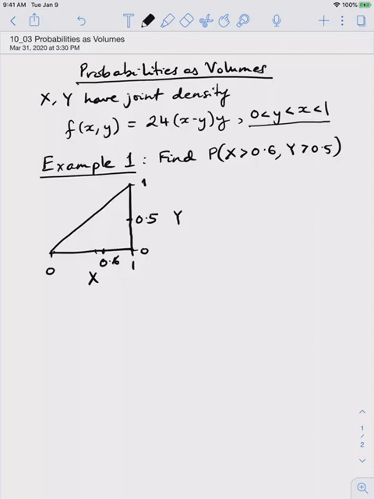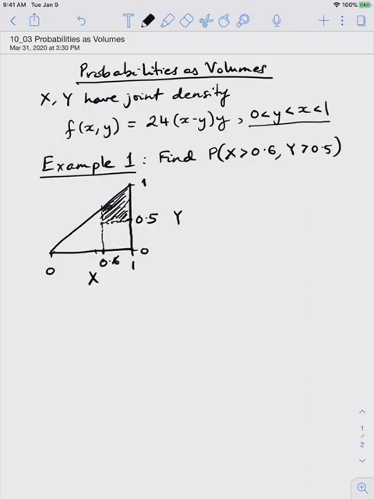Now, x has to be bigger than 0.6, so all the action is going to be to the right of that vertical line. And y has to be bigger than 0.5, so all the action is going to be above this horizontal line. And so the region that we're integrating over is there. And you have to imagine the joint density surface over it, and we have to integrate that joint density over the shaded region.